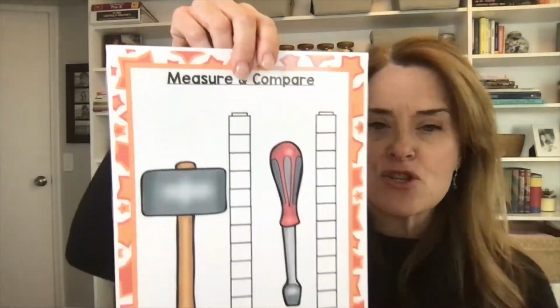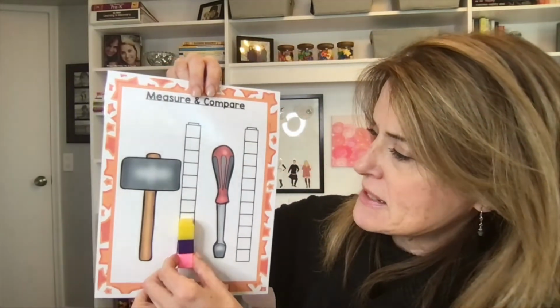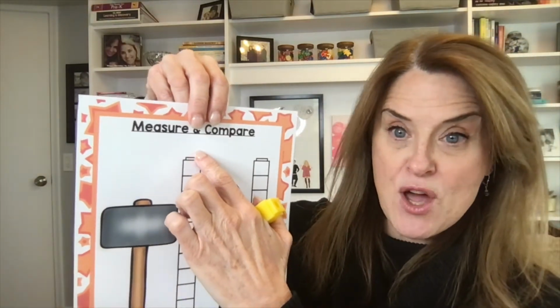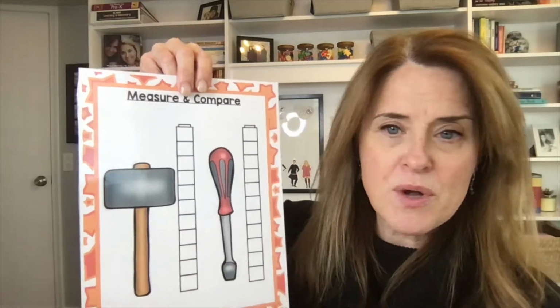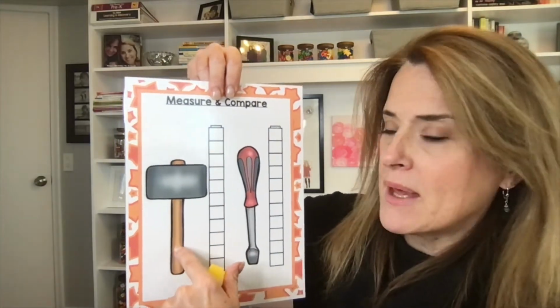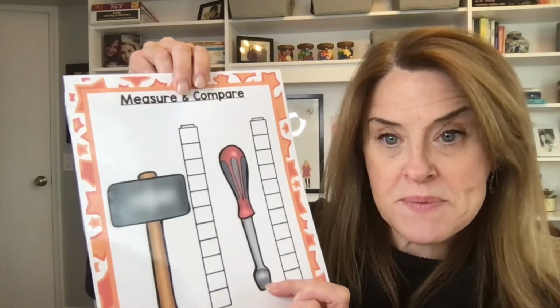I've got these little measure and compare sheets. So we stack Unifix cubes up until it is as tall as the tool. They think they've got to go up to the top Unifix cube, but I'm like, oh no, we're not measuring this. We're measuring the mallet. We're measuring the screwdriver. Is this a flathead or a Phillips screwdriver?